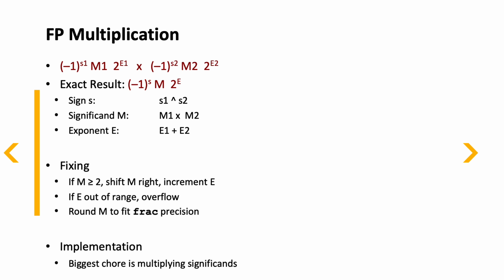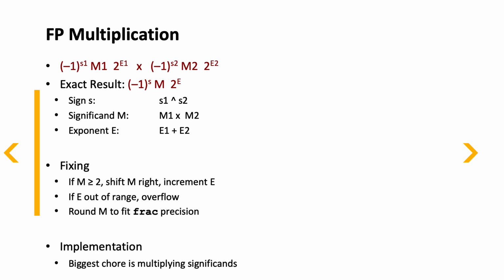The significand is just the significand of the first multiplied by the significand of the second. That's easy enough. And with the exponents, we just add them. And we've done this before, right? This is basic algebra stuff. This is just how exponents work. 2^a times 2^b is 2 to the two exponents added together.